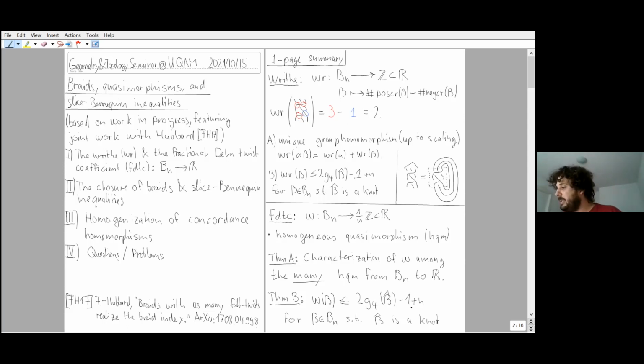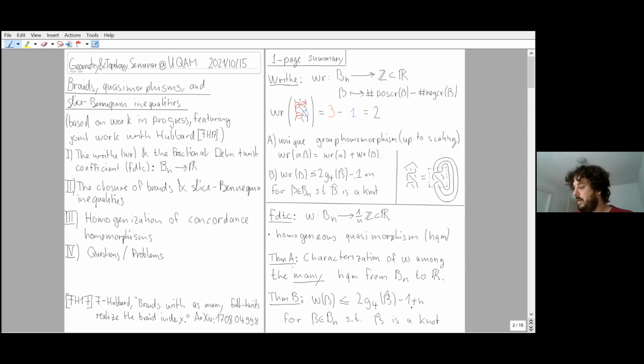And it has 2 properties that I want to mention. It's the unique group homomorphism, up to scaling, up to multiplying, to the reals from the braid group. And secondly, it satisfies this interesting linear relation with the slice genus that I will define. So it relates to a concordance quantity. And in a way, that's what I want to talk about, but for another quantity, namely the fractional Dehn twist coefficient. I will tell you along the way a little bit why I think the fractional Dehn twist coefficient is maybe even more interesting than the writhe.